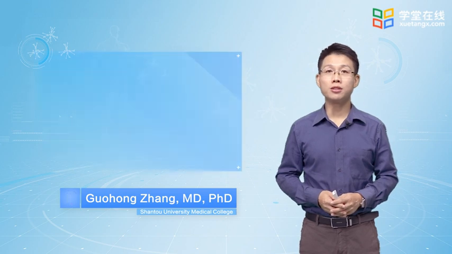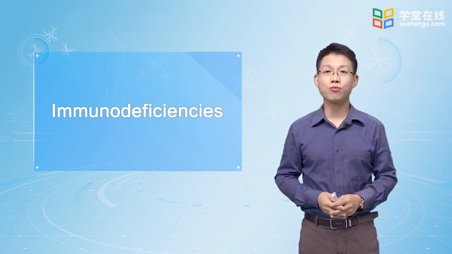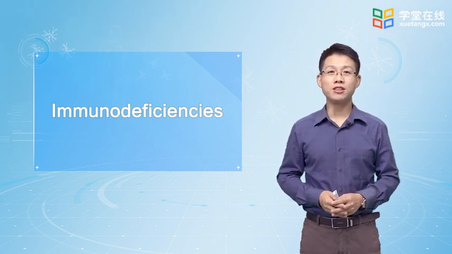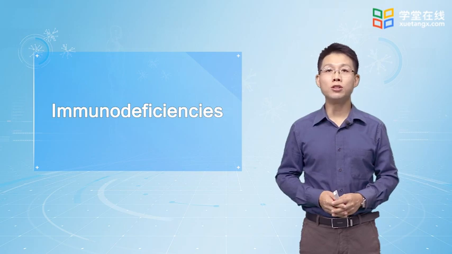Hello everyone. Last time we talked about the overactive immune response, autoimmune disorders. Today we are going to talk about immunodeficiency, which is manifested clinically by increased susceptibility to infection, as well as to certain forms of cancer.